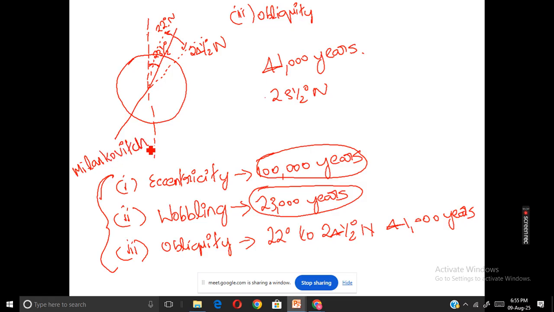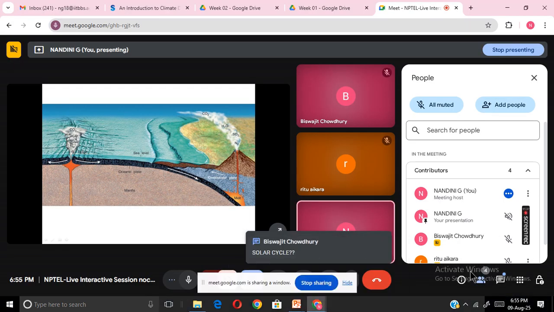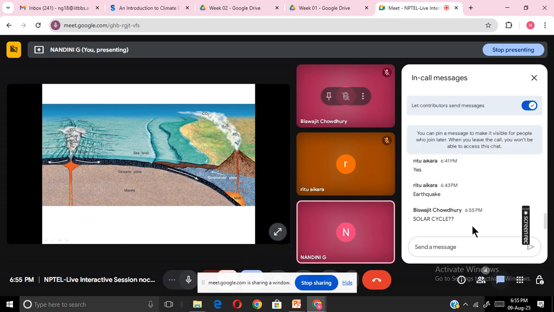These three things together are known as the Milankovitch cycle. Then there is also the solar cycle: the number of sunspots on the surface of the sun keeps changing. So the solar cycle is another component that leads to change, and that is another factor.